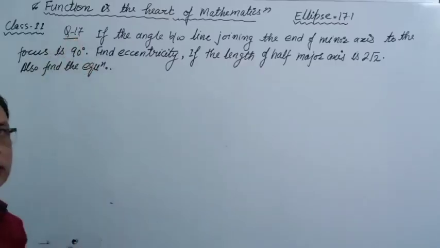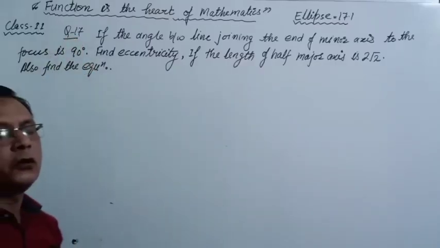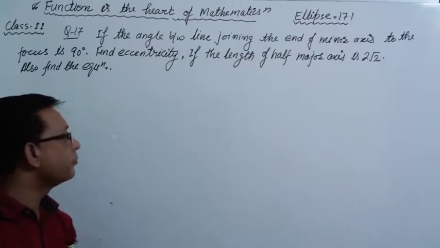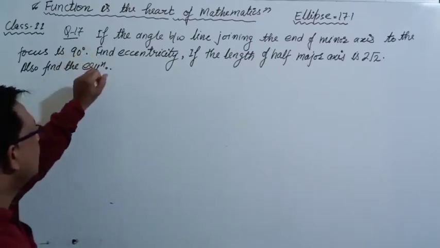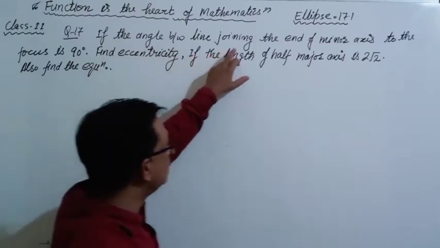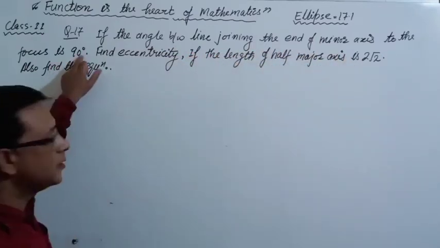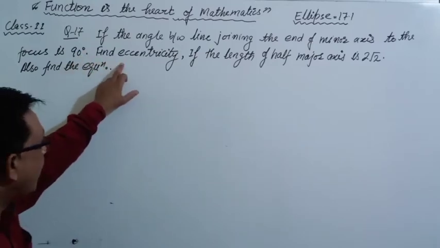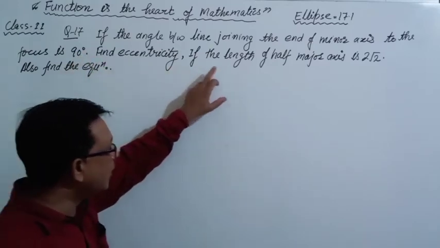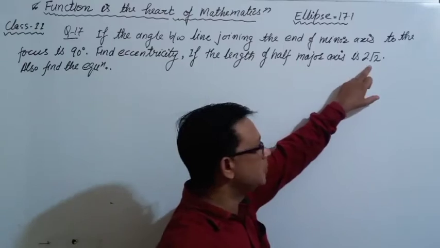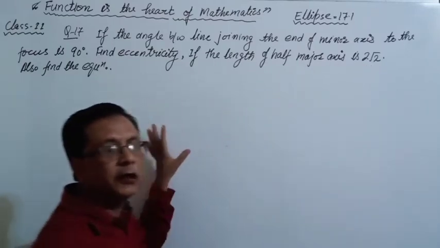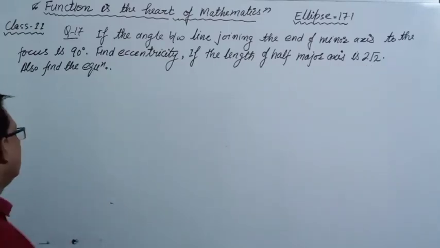Now question number 70. The previous question we already solved in yesterday's video. The question is: if the angle between the lines joining the ends of the minor axis to the focus is 90 degrees, find the eccentricity if the length of half of the major axis is 2 root 2. Also find the equation of the ellipse.